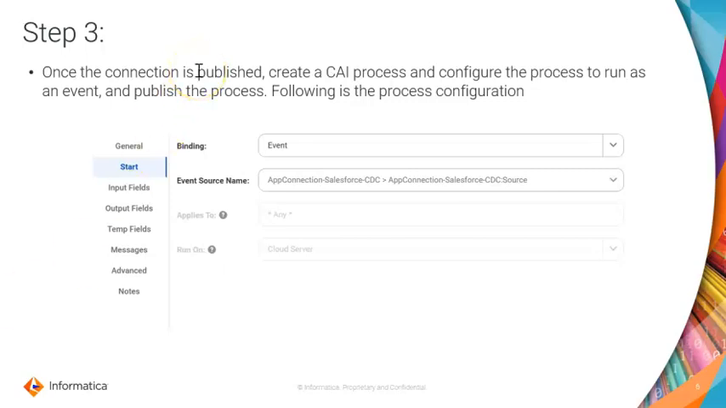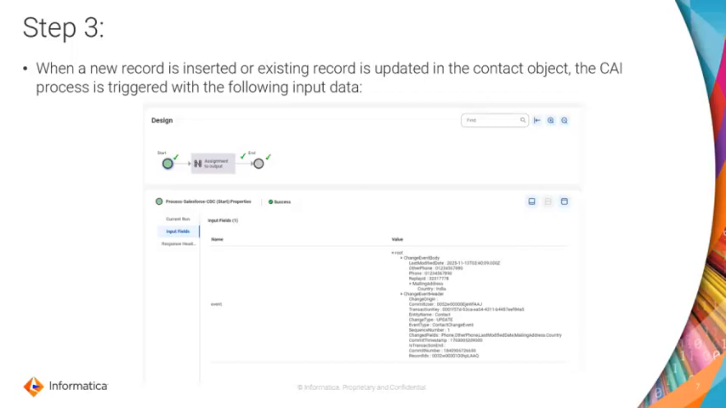Once the connection is published, create a CAI process and configure the process to run as an event. Once you have selected the event, publish the process. Below is a screenshot of the configuration. When a new record is inserted or an existing record is updated in the contact object, the CAI process is triggered. Below is the data with which it gets triggered.